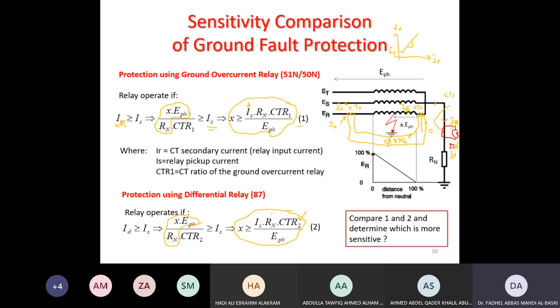As a result, because this CT1 is much, much smaller than this, this quantity becomes smaller than this. As a result, X for the overcurrent relay becomes smaller than this. So now the 51 is more sensitive than the differential relay in detecting ground faults close to the star point.